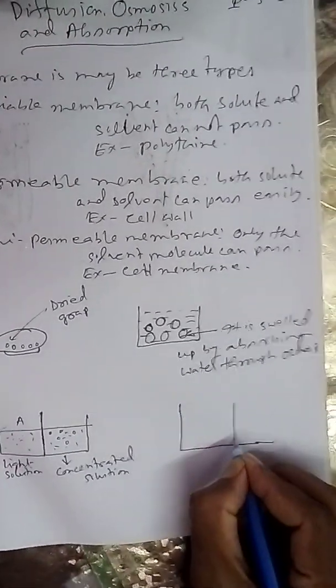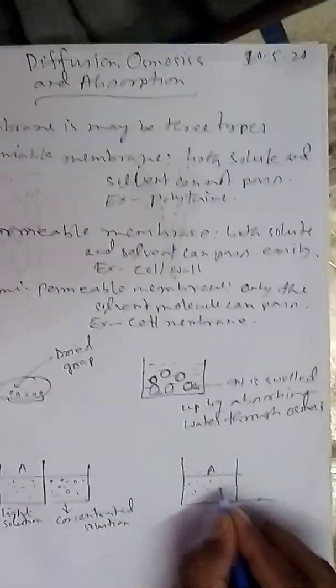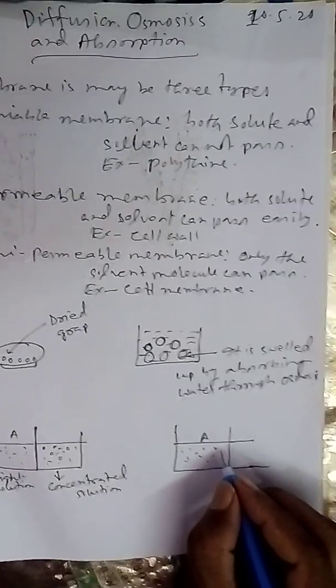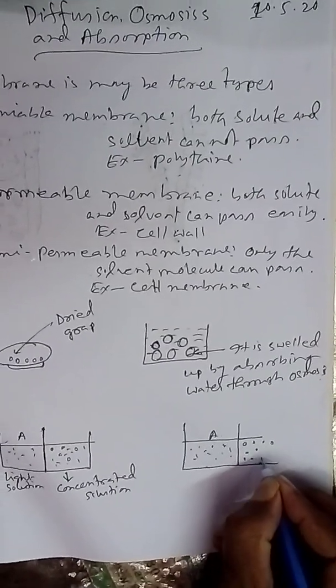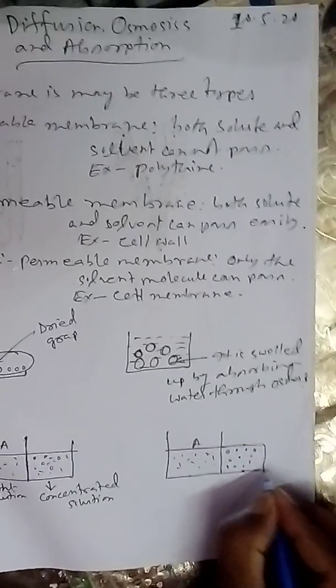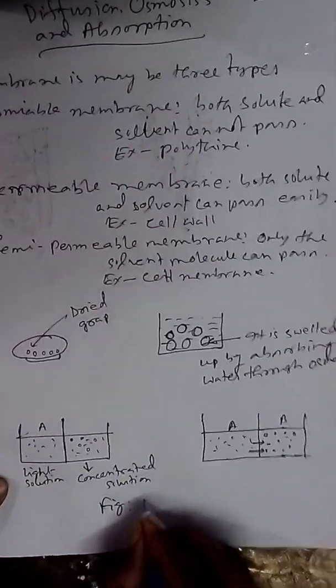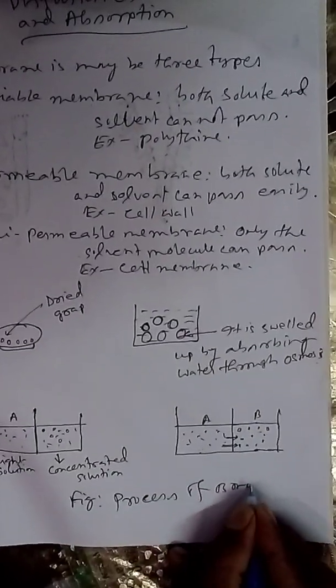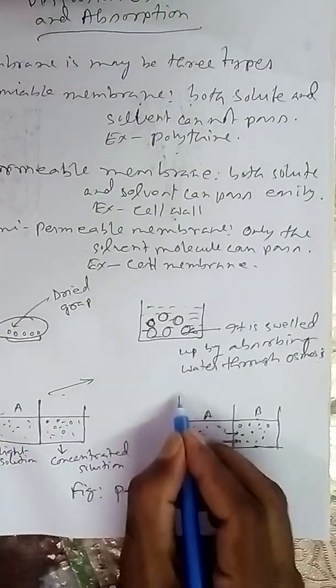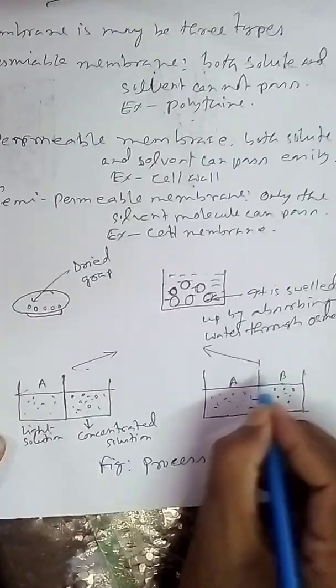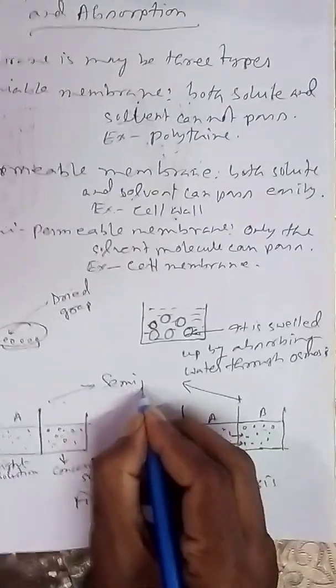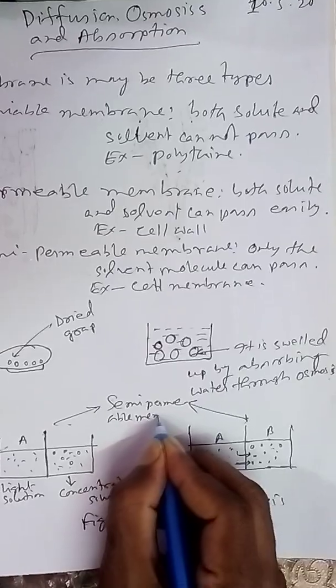Here we see that the solvent from A diffuses through the semi-permeable membrane into the highly concentrated solution. It is diffused from the dilute solution to the concentrated solution. This process is overall called the process of osmosis. And what separates them, the membrane, is called a semi-permeable membrane.